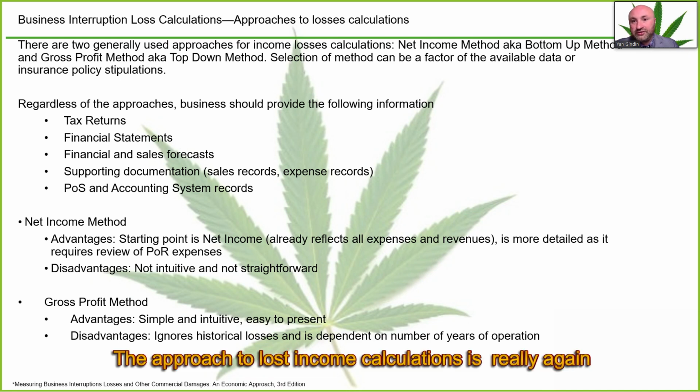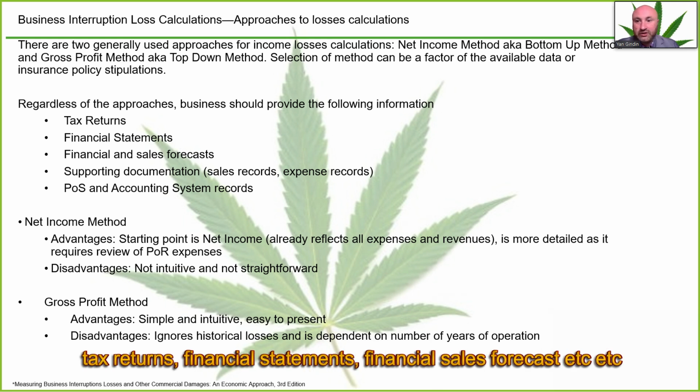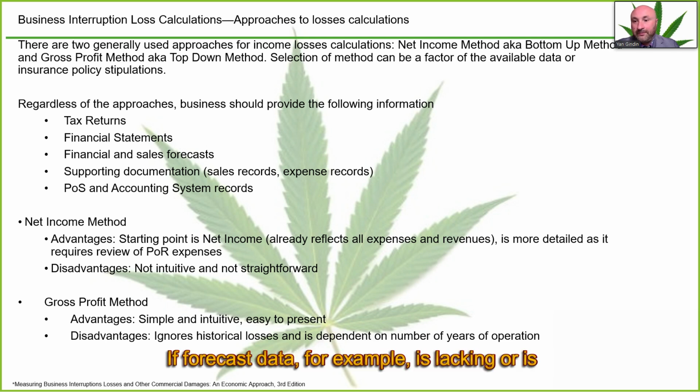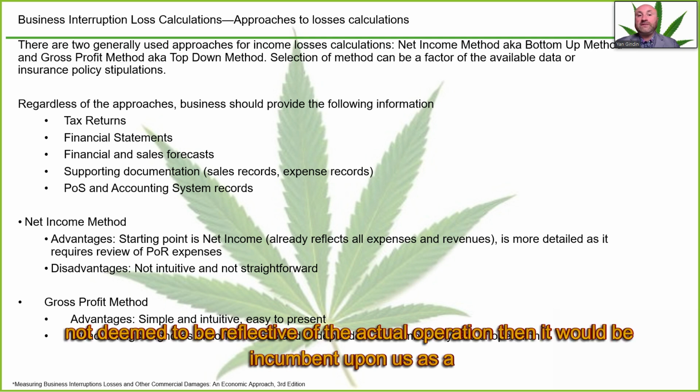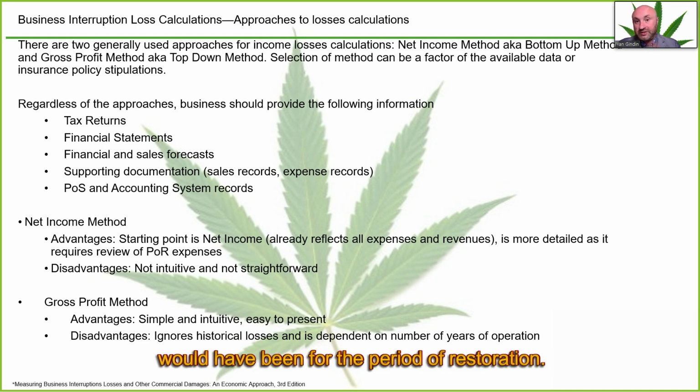The approaches to loss income calculations are predicated on having a good and documented track history: tax returns, financial statements, financial sales forecast, etc. If forecast data, for example, is lacking or is not deemed to be reflective of the actual operation, then it would be incumbent upon us as professionals to create our own projection or forecast of what the revenues would have been, what the expenses would have been for the period of restoration, if we don't have solid information, or if we don't think that the business is in a good position to provide us that information.